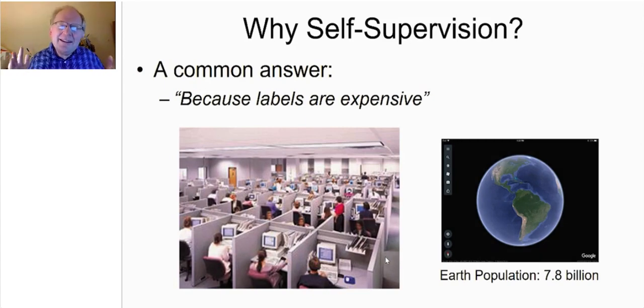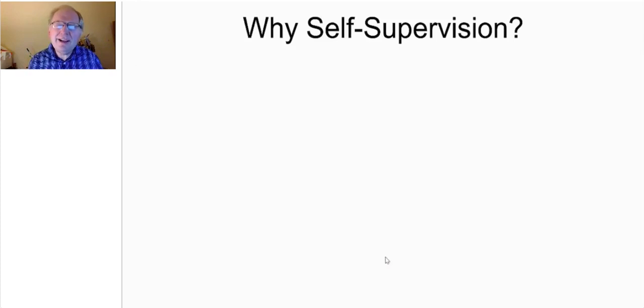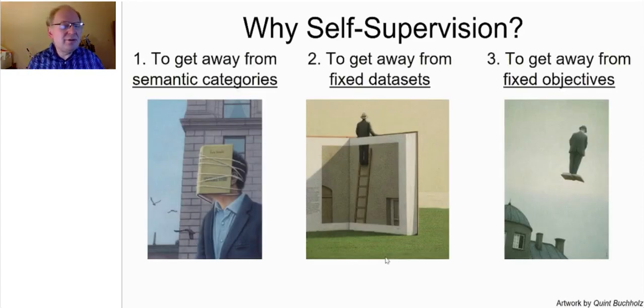Okay. So in this talk, I want to tell you about the reasons I'm very excited about self-supervision. And I'm going to talk about each one of them and give you an example work from my lab on this. And none of them are really figured out. So this is all kind of work in progress, so please treat this as such. And so my reasons are: we want to do self-supervision to get away from semantic categories, to get away from fixed datasets, and to get away from fixed objectives. I'm going to tell you about this.